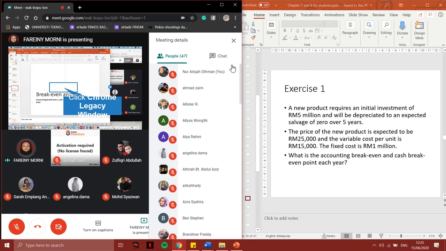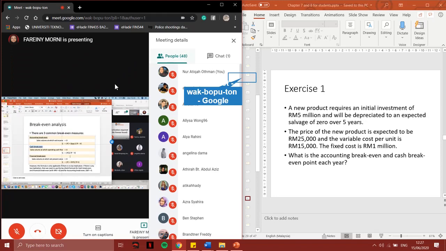Alright, so we are at slide number, is it 20? Break-even analysis. Alright, so now we are on break-even analysis. As I mentioned to you in the previous class, there are three types of break-even analysis.